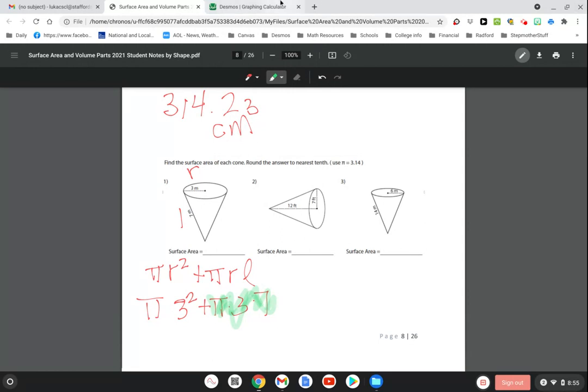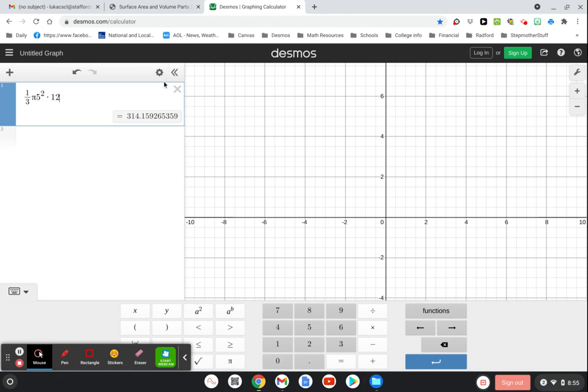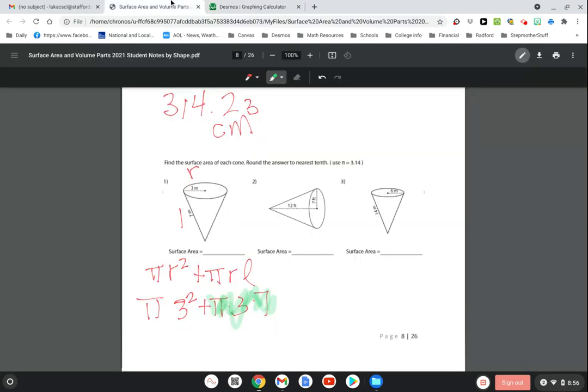So I'm going to go over to the Desmos calculator. Pi times 3 squared plus pi times 3, which is r, times 7, which is L, and we get 94.2. Now that's surface area. Let me write in a pen, not a highlighter. So that'll be in meters squared. And we'll work a couple more of those problems when we come back together.